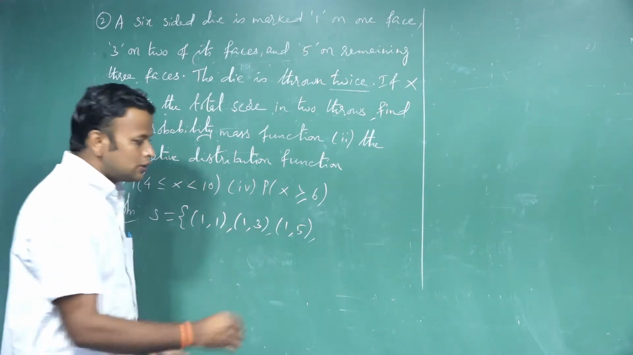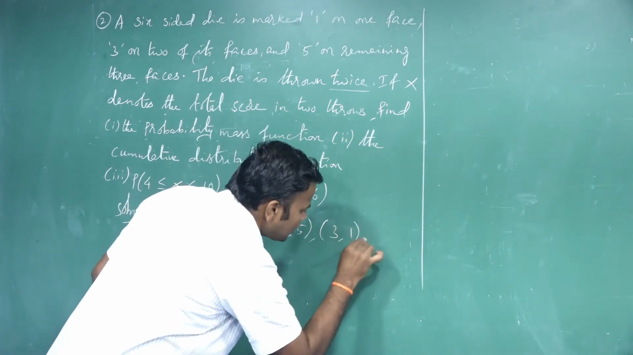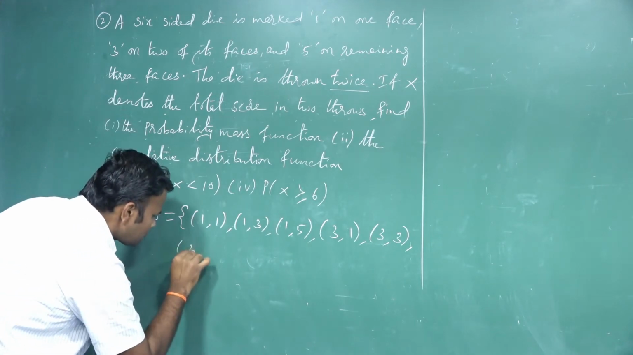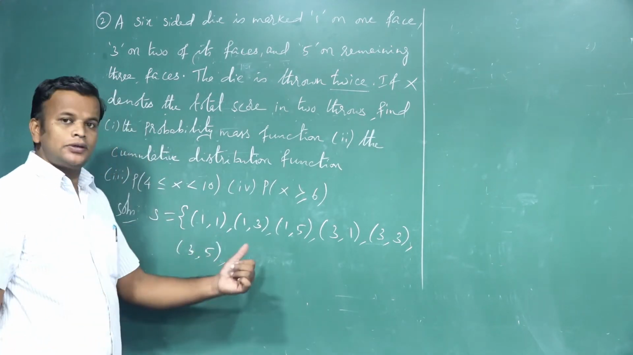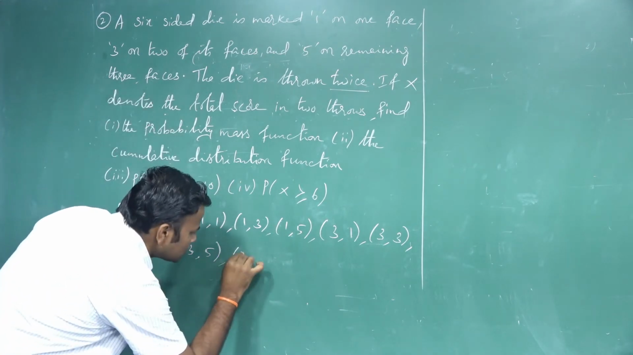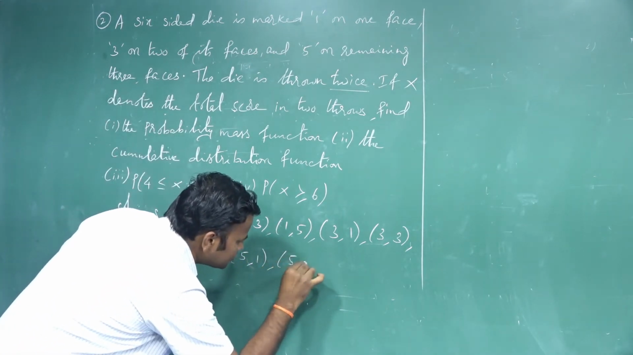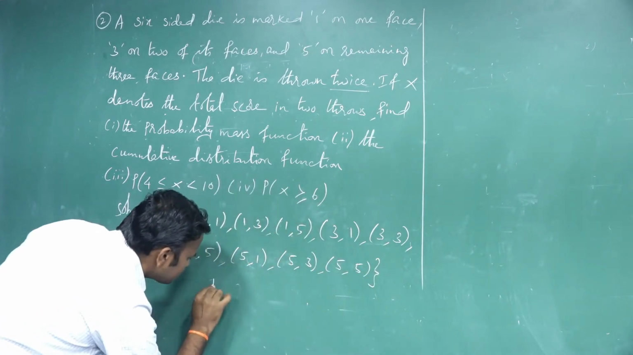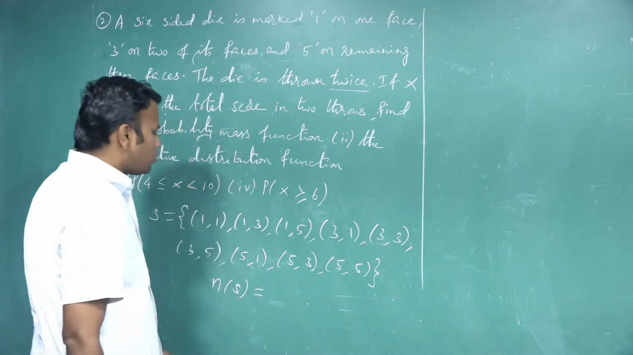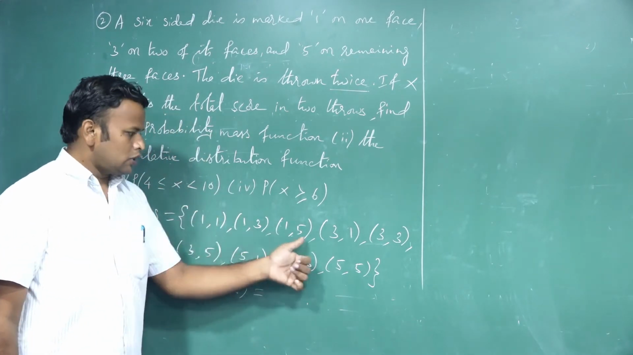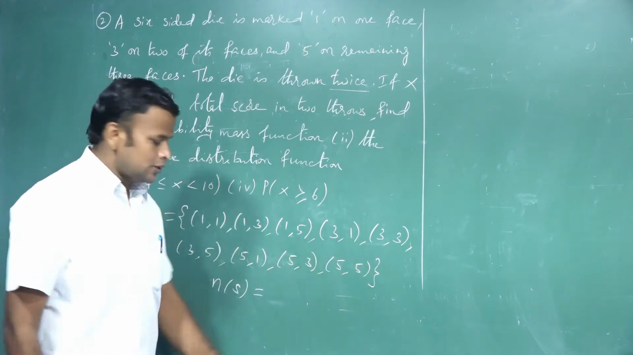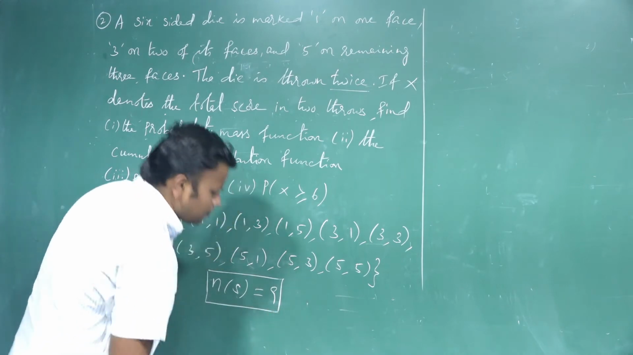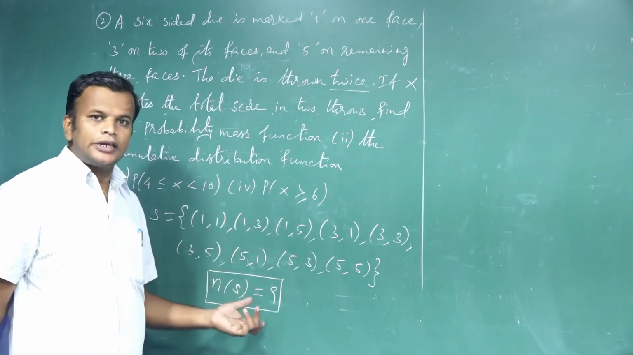Next 3. 3, 1. 3, 3. 3, 5. The next number is 5. So we write 5, 1. 5, 3 and 5, 5. So what is the total number of outcomes? 1, 2, 3, 4, 5, 6, 7, 8, 9. So n of S value is 9. So the total possible outcomes is 9.